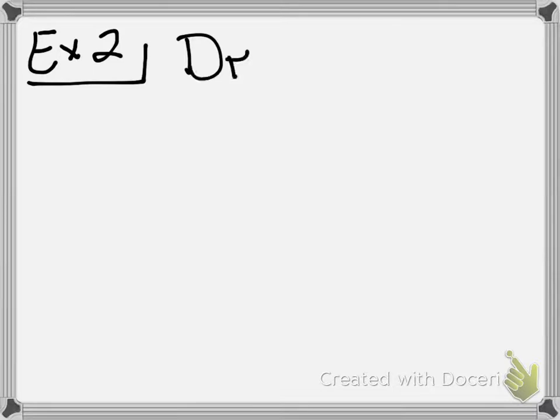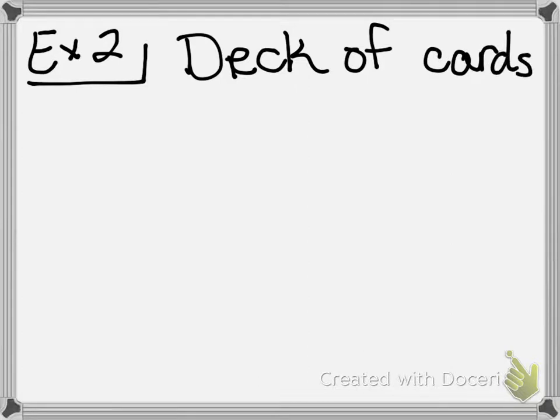Okay, now moving on to the next part, we want to look at 2 things happening. Not one or the other, but 2 things have to happen for this. So let's look at example 2. And we have a deck of cards, and we are going to pick 2.